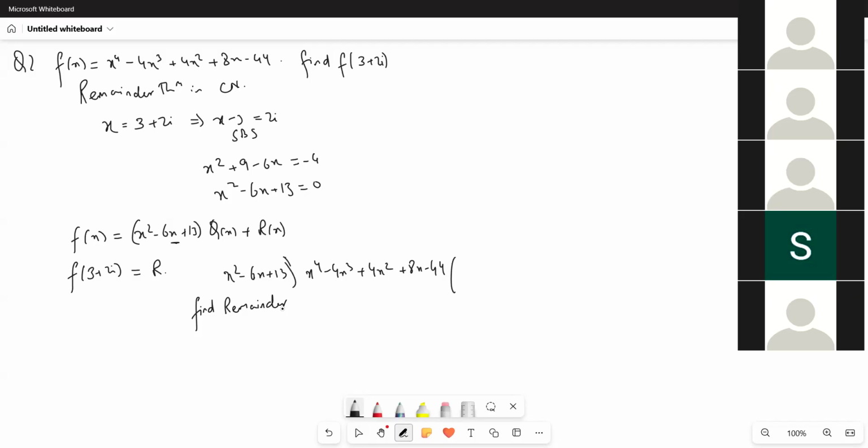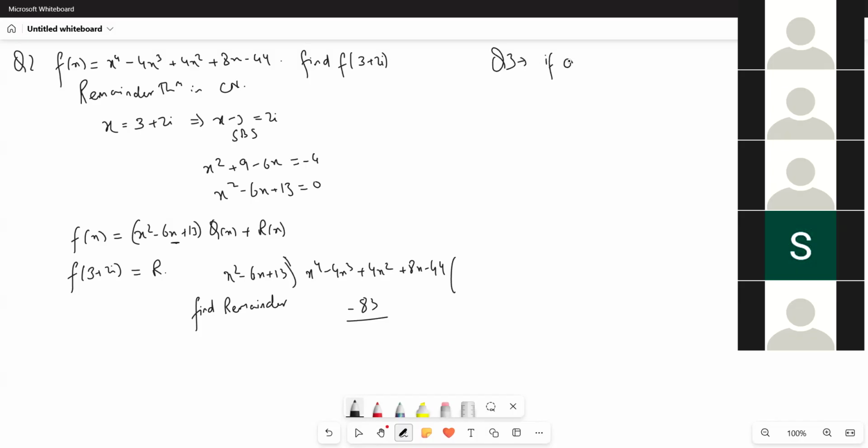सर -83. -83 आ रहा है. -83. हाँ, तो ठीक है, -83 would be the answer in that case. ठीक है. ओके, नेक्स्ट क्वेश्चन.